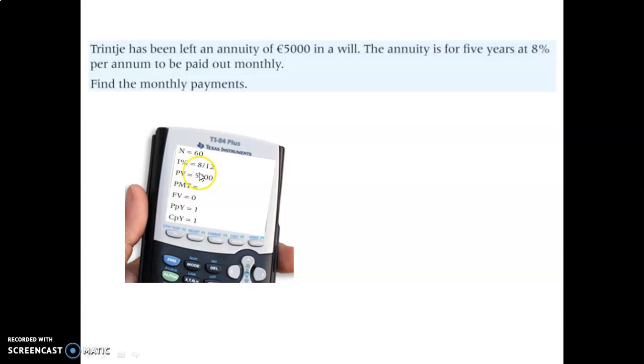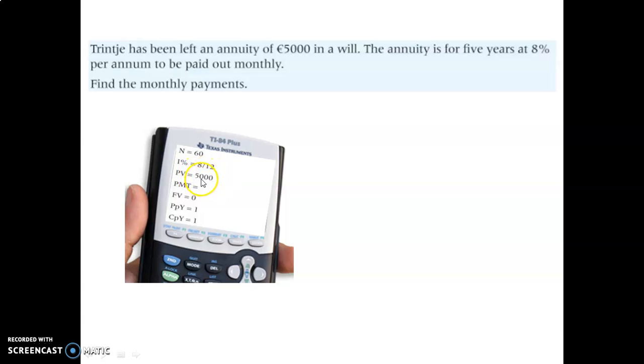So on your calculator this time, in the app, you'll put in 60. Why 60? Because they're going to be paid for 5 years, but they'll be paid every month. They're going to get a monthly payment. So 12 times 5 is 60 payments they'll get. 12 payments a year times 5 years. The rate they're going to get is an annual interest rate of 8%, but that means 8 divided by 12, because again, they're being paid every month. So you take the 8% divided by 12, you type it in like that.